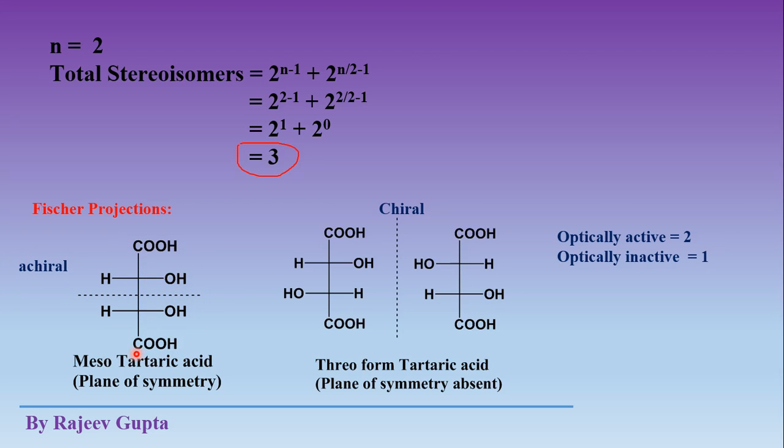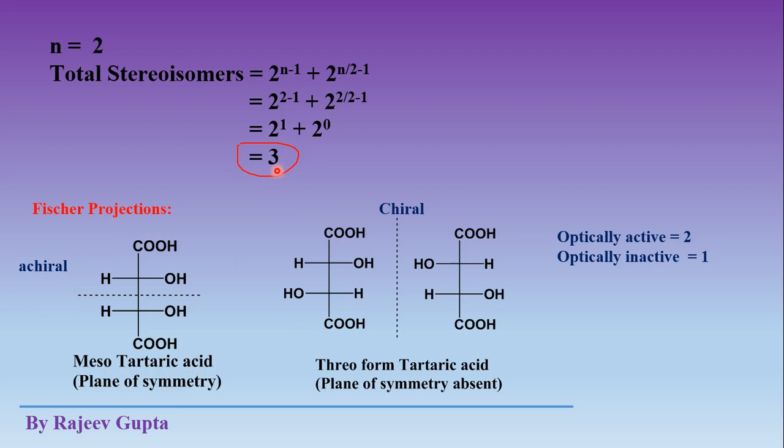This molecule is achiral and it is called meso-tartaric acid. As we know, what is meso? A molecule which has two chiral centers and a plane of symmetry is called meso. So it contains a plane of symmetry, so it is an achiral molecule and optically inactive. Okay, so this is the first isomer.